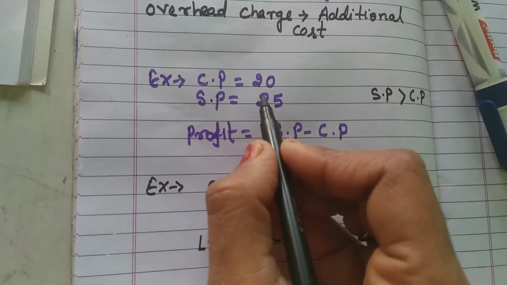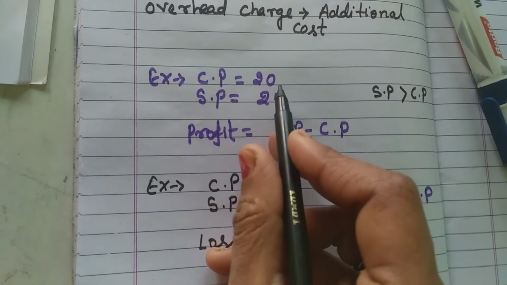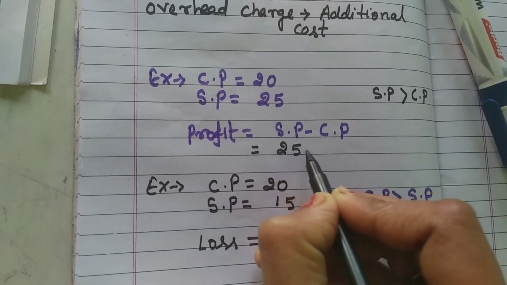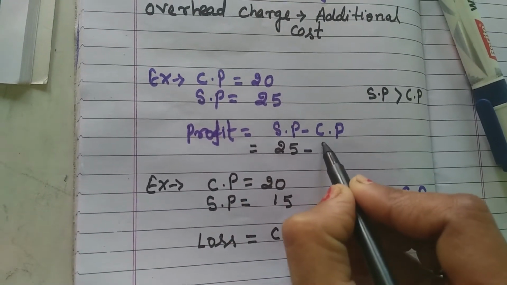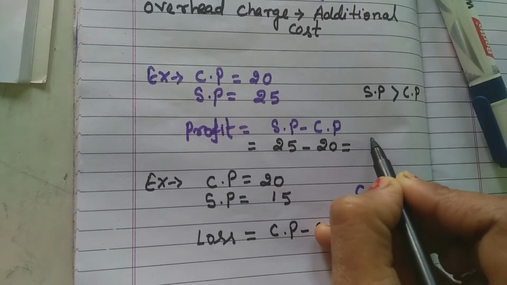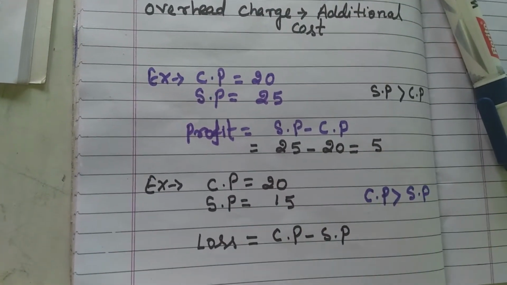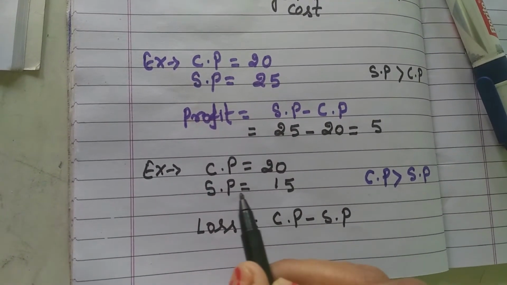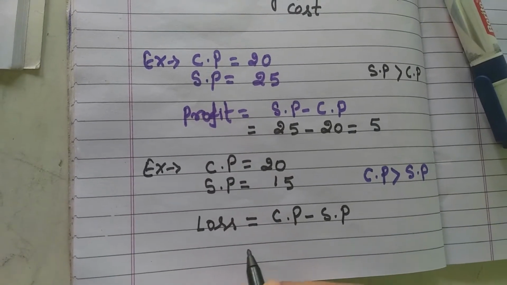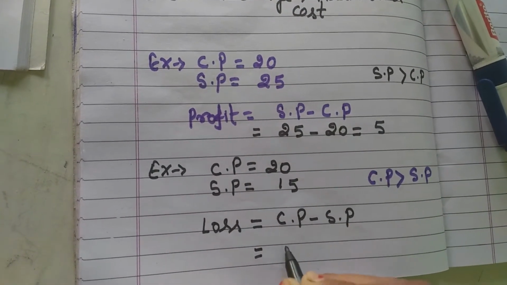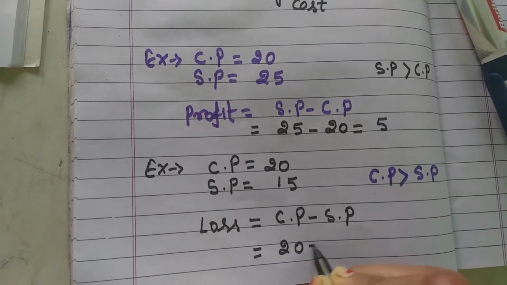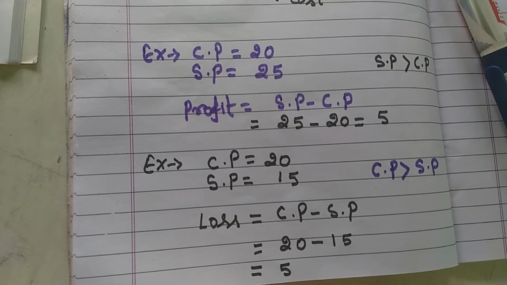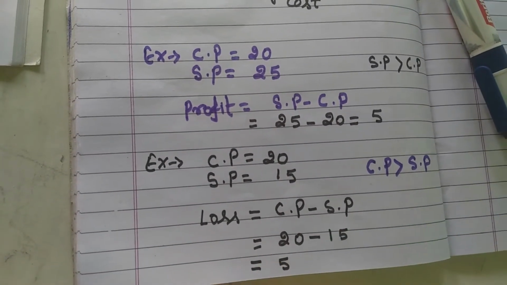Let us find profit here. How much profit are you getting here? SP minus CP. SP is 25 rupees minus CP is 20 rupees. You are getting 5 rupees profit. But in this condition, CP is 20 rupees and SP is 15 rupees. Let's put the values: CP 20 rupees minus SP 15 rupees. You are getting a loss of 5 rupees. I hope it is clear for you.